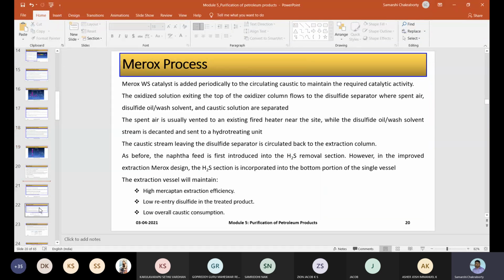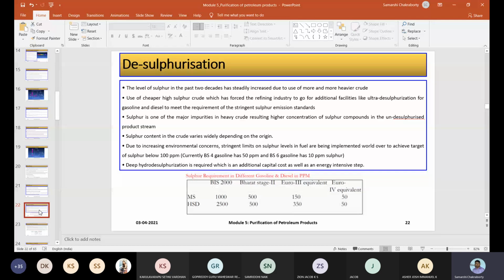And then one of the most important things, from a refinery point of view, is why we want to purify, or why we are so obsessed with this desulfurization process. I guess you people have already heard about the Euro 3, Euro 4 standard, BS1, BS2 standard. I guess you people have already heard about it.